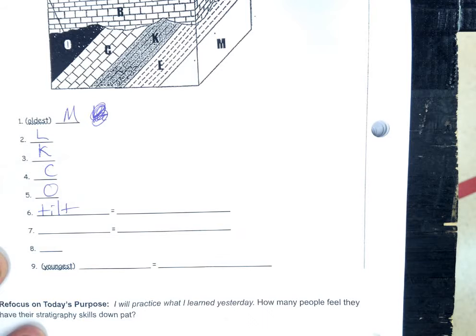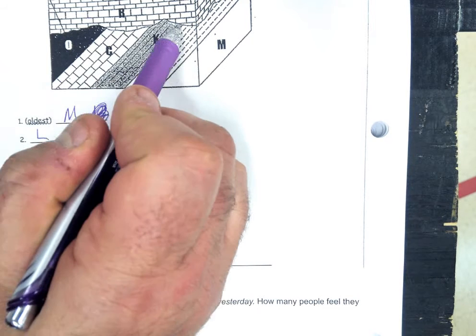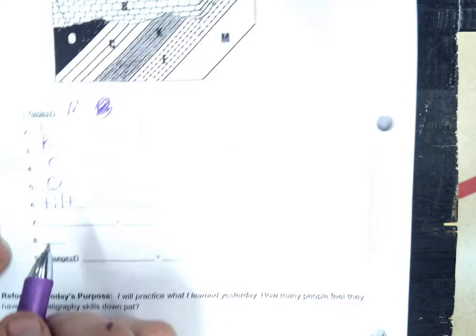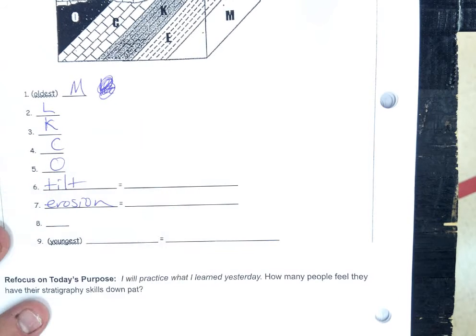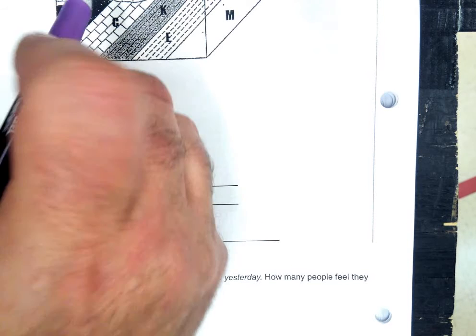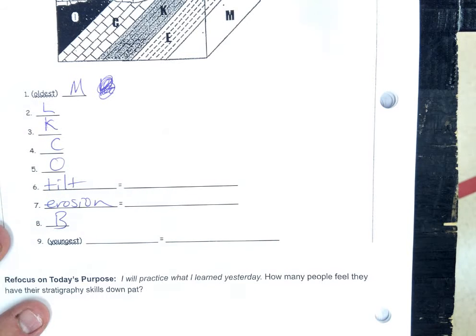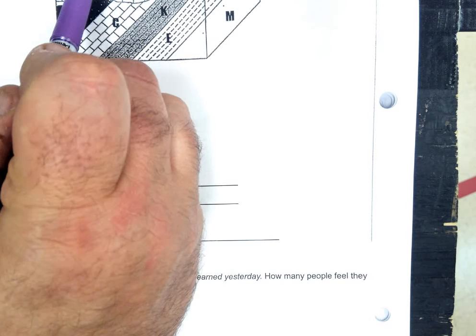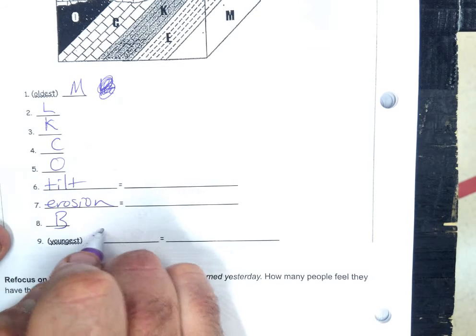And number 7, we have this zigzag line at different angles to the rock layers, so we have erosion. And then after the erosion, we have layer B being laid down. And we can see at the top here that some of B has been eroded away. We have different angles. So we have new erosion.